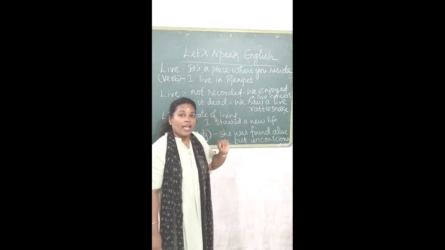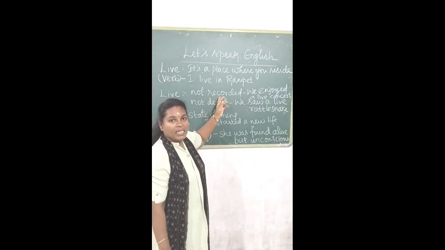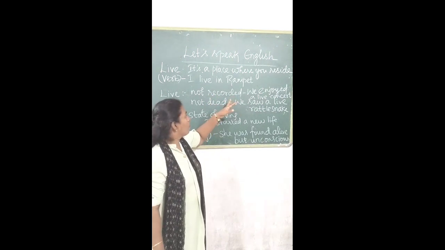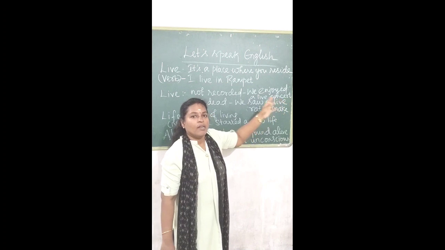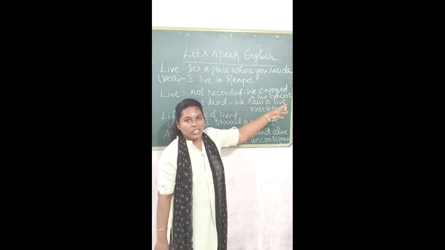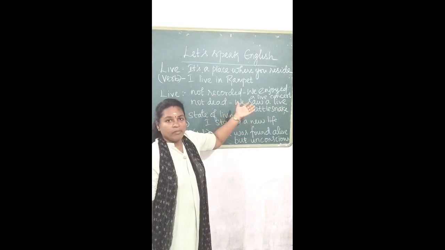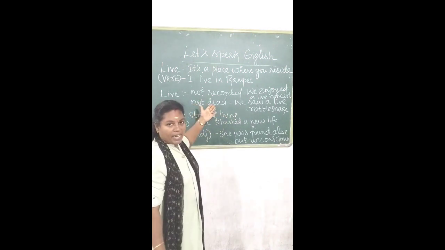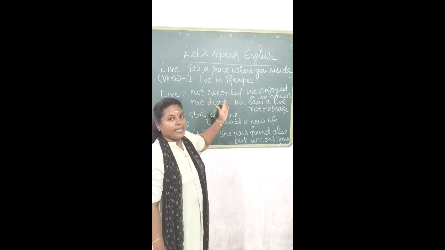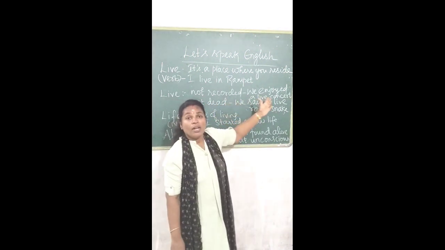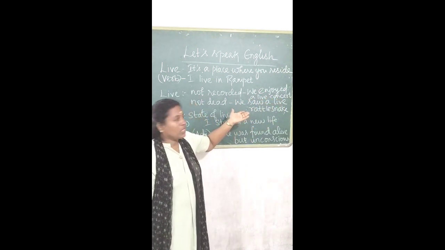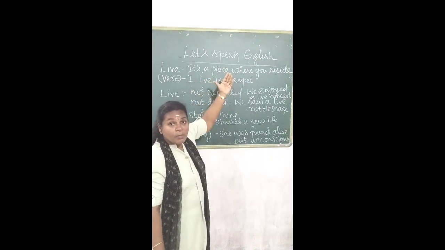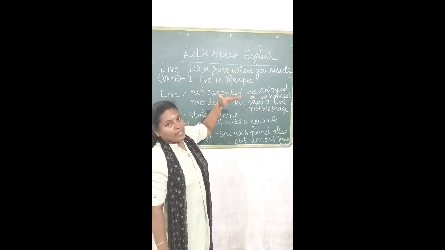Next form, this is live. What is the meaning for live? First meaning is not recorded. For example, we enjoyed a live concert. We enjoyed a live cricket match. Like that we can frame sentences. Another meaning for live is not dead. We saw a live rat and snake. Like that you can frame your own sentences. So this is the difference between live and live.